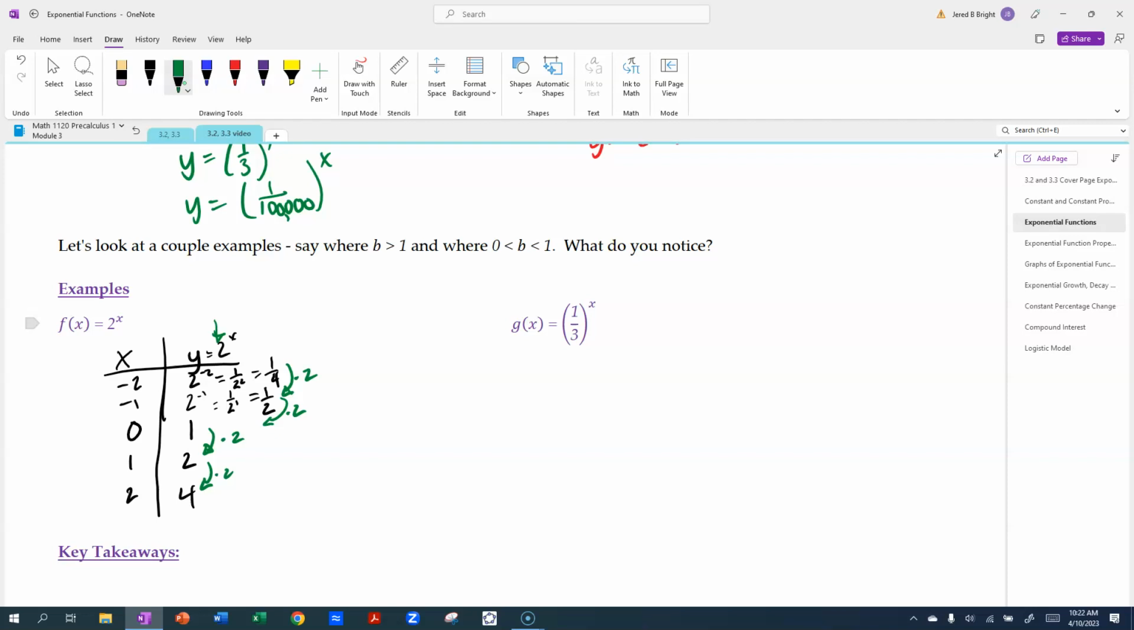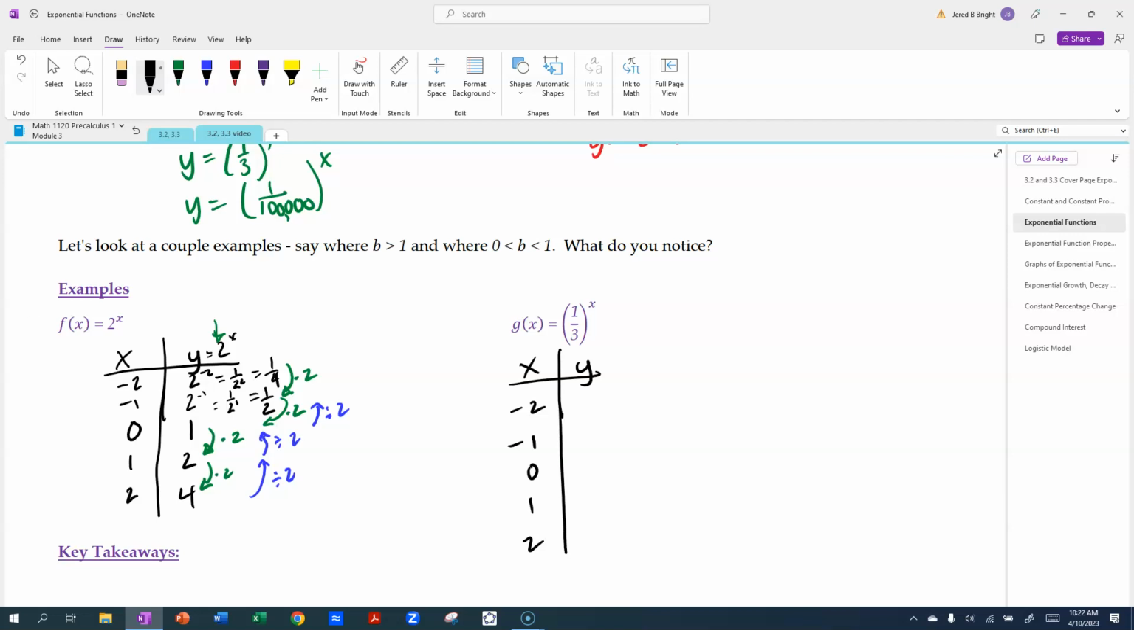And similarly, if you go backwards in the table, you're dividing by 2. So that's another thing that you can be on the lookout for in exponential functions. As you increase x, you're multiplying by whatever b is. As you decrease x, you're dividing by whatever b is. So let's see if that plays out in g of x. x and then y. We'll do -2, -1, 0, 1, and 2.